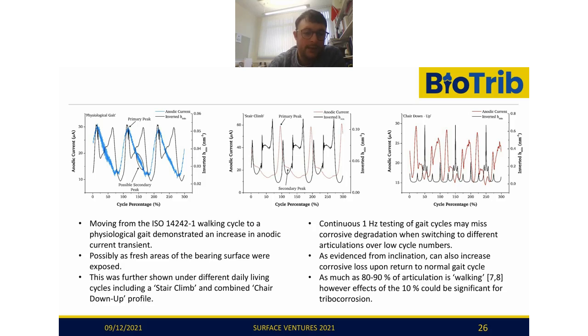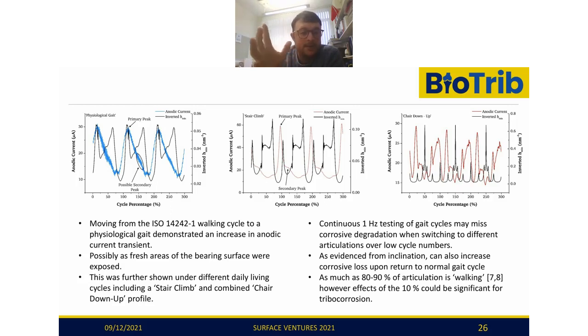But what we see ultimately is that we get very different current responses based on the profile that we put in, and the current response is actually a lot greater. We're seeing orders of magnitude greater current compared to the standard gait profile. Our hypothesis is that when you're walking, within the simulator and somewhat in reality, the contact patch and the contact area is usually well defined.